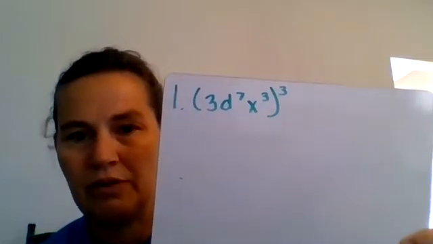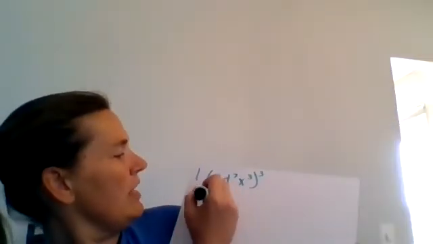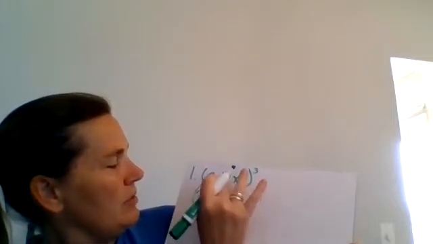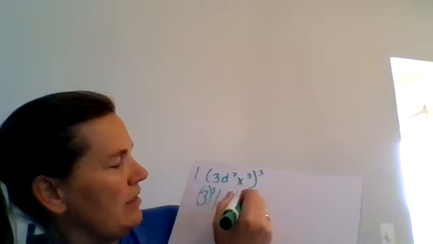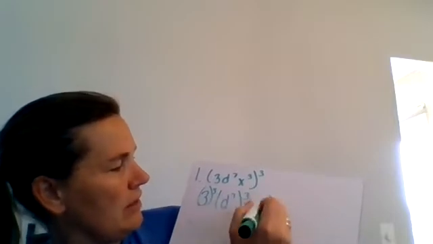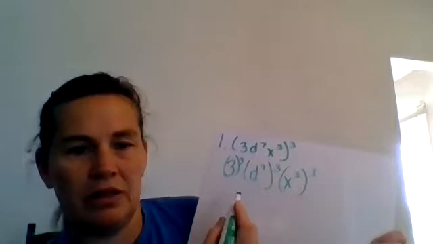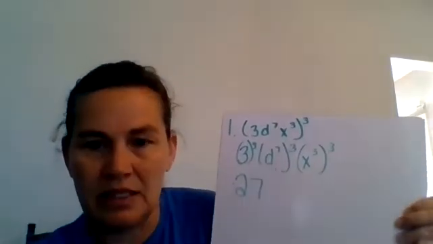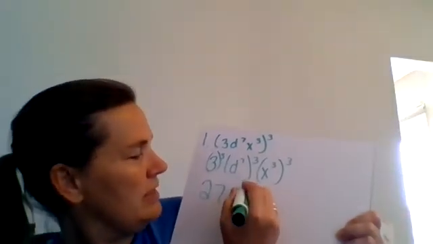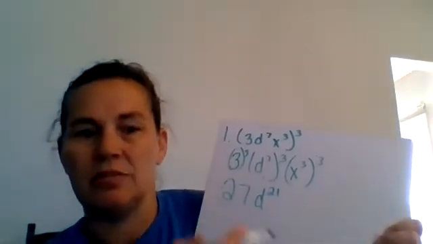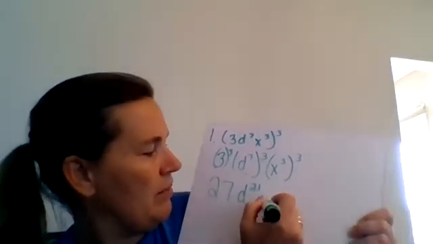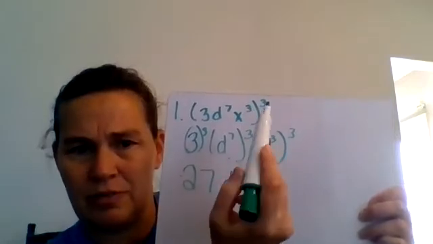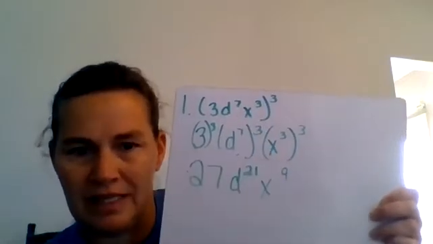So we can think about it in either one of two ways. We can either think about it where we're saying this is 3 to the third times d to the 7th to the third, x to the third to the third. So we have 3 to the third, which gives us 27. D to the 7th to the third, or d to the 7th times d to the 7th times d to the 7th, which gives us d to the 21st. X to the third times x to the third times x to the third, or we can just multiply and we get x to the ninth. So again, kind of just like distributing that exponent, that cube, to each one of these terms inside.